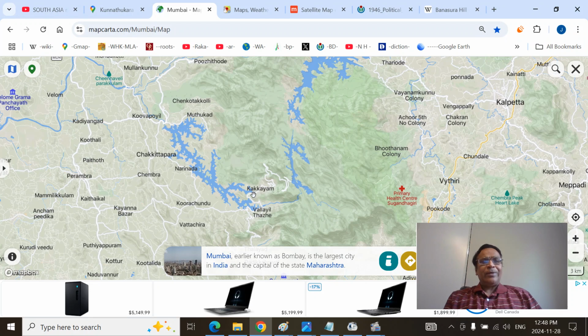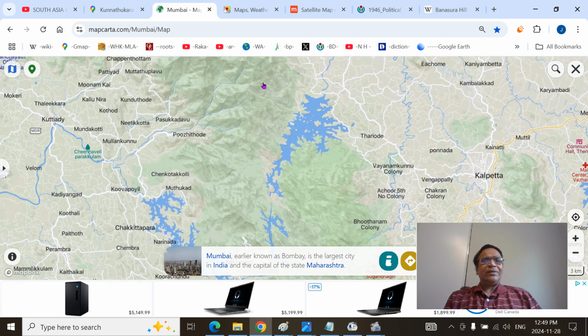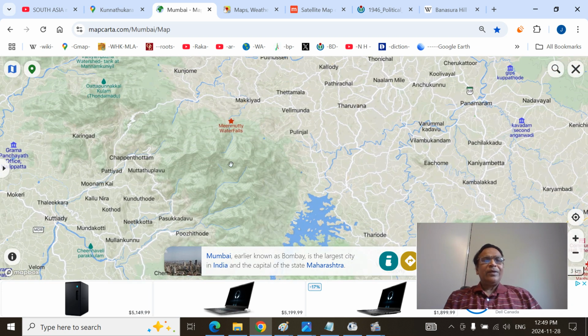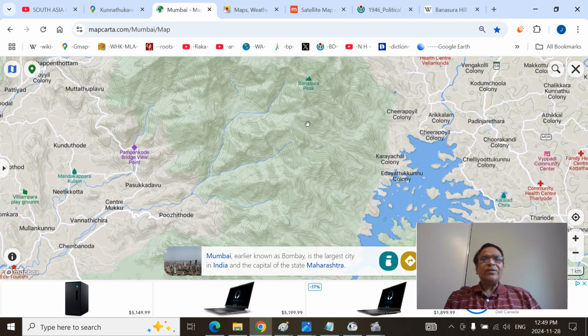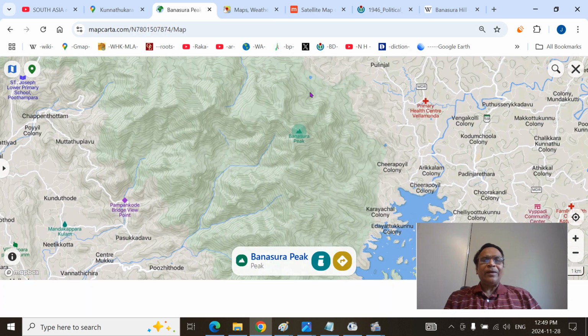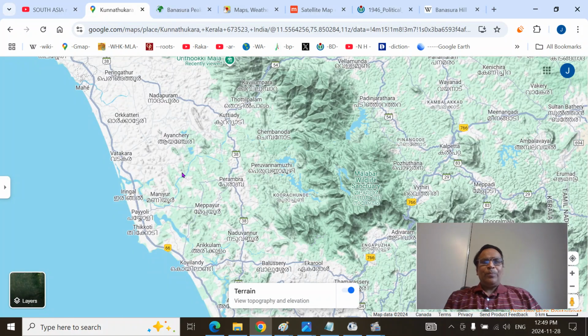This is the Kakkayam Dam Reservoir, this is the Kakkayam Mountain regions, this is the Banasuram. So Memuti waterfalls in this area, this is the Banasuram. You can see the Banasura peak. I can read here Banasura peak also there. So and we will put those things in a proper perspective.